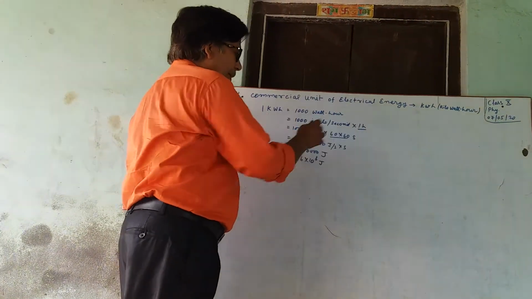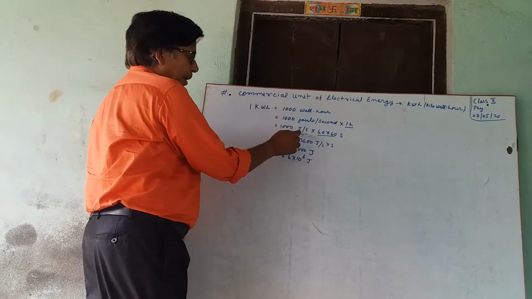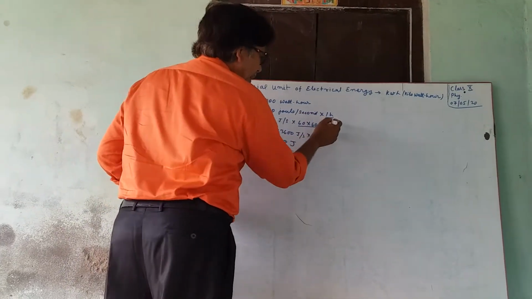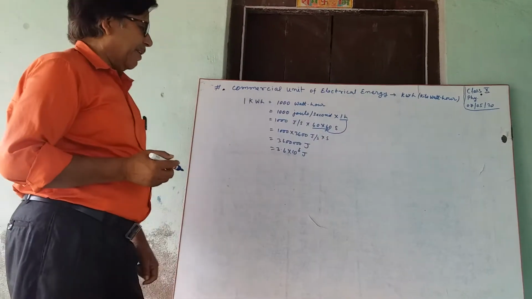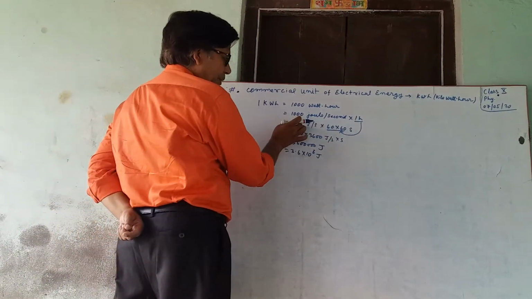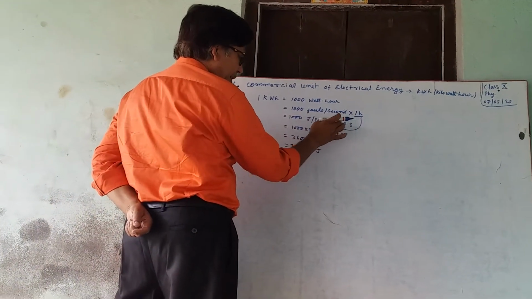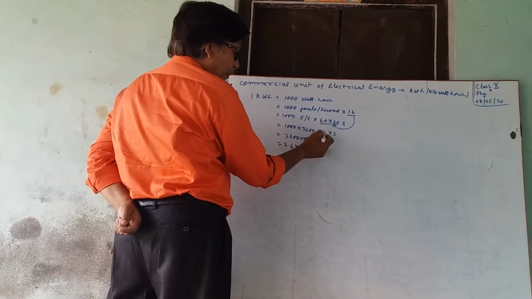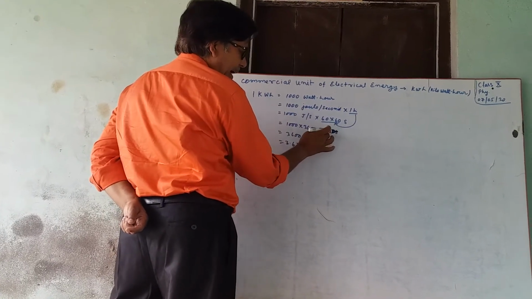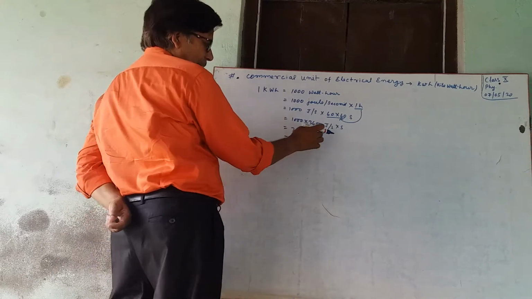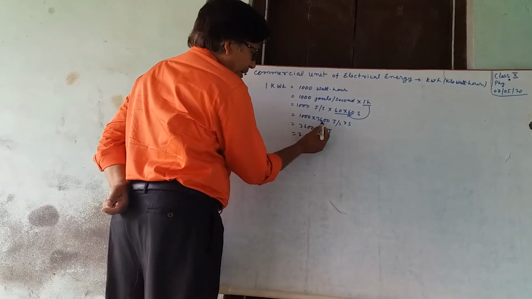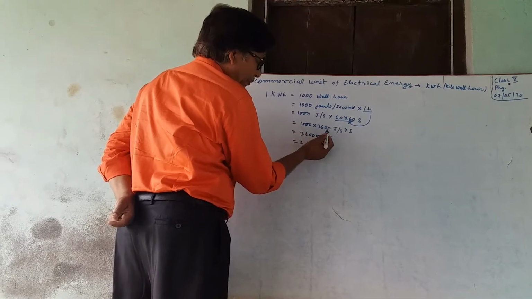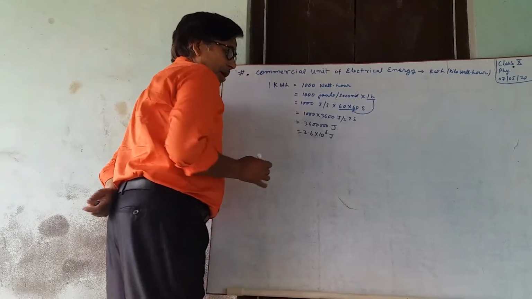Into 1 hour, 1000 joule per second, and 1 hour is equal to 60 into 60 second. Now 1000 into 60 into 60 is 3600 joule per second into second. The second and second will cancel and we get only joule. This will be 36 followed by 5 zeros.